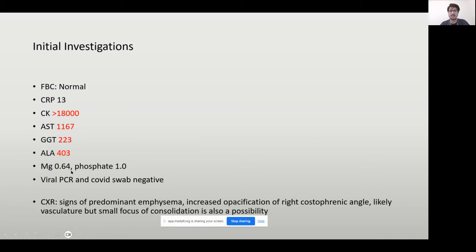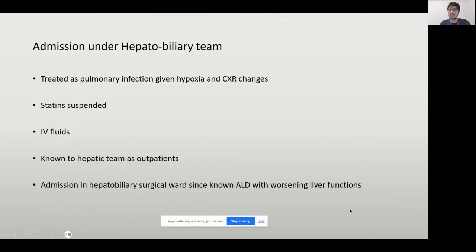Magnesium was not very bad, it was 0.64. He had a chest X-ray, which showed some predominant emphysema. He's known to have COPD. And there was some opacification of the right costophrenic angle, so we thought it could be an infection. CRP was not very high at that time, though. He was treated as a pulmonary infection, given the hypoxia he was having. He was maintaining sats on 2 liters of oxygen.